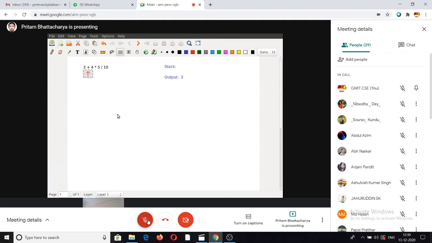Now you have a plus, right? So the moment you have an operator, there are two things that happen. One is, this is a simple case where you have an operator and the stack is empty. If the stack is empty, you just push it onto the stack. So after this point, you just push the plus onto the stack and again advance your pointer. So it goes to 4.